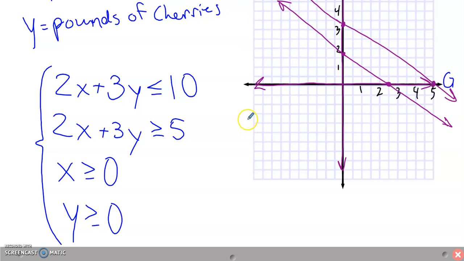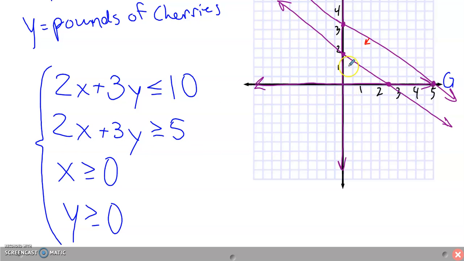So what I do is I look at this line right here, and I can test the point (0, 0), and I'll get 0 is less than or equal to 10, which it is, which means I need to shade everything below this line. But I'm not going to actually shade all of that. I'm just going to draw a little arrow here reminding me I need to be on that side of that line.